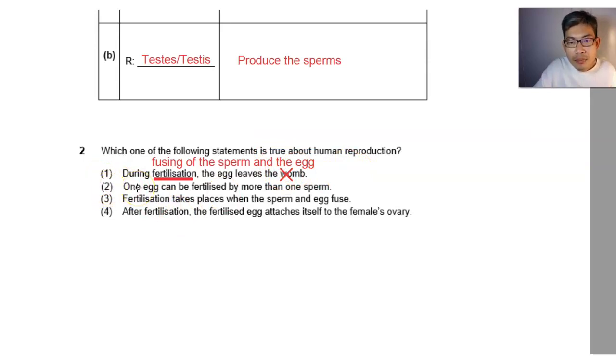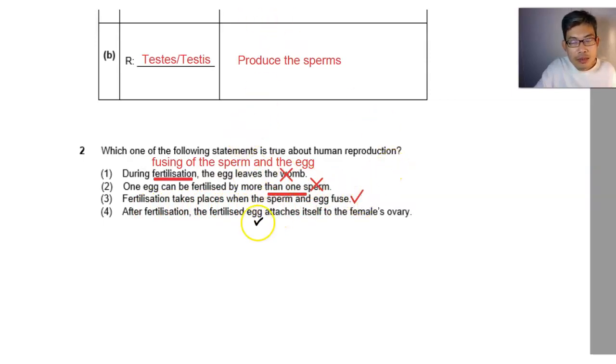One egg can be fertilized by more than one sperm. As mentioned earlier, fertilization is a process where one sperm fuses with one egg. So here it says it can be fertilized by more than one sperm. This is definitely again a wrong option. Fertilization takes place when the sperm and egg fuse. Correct. We talked about this. This is the correct answer.